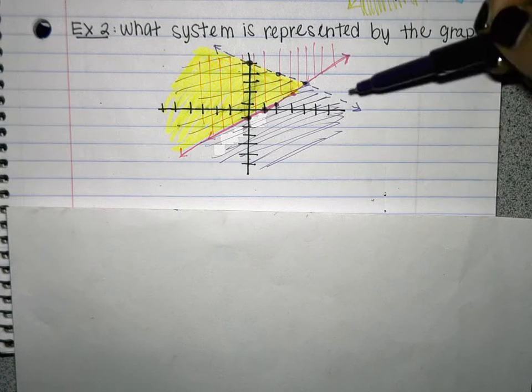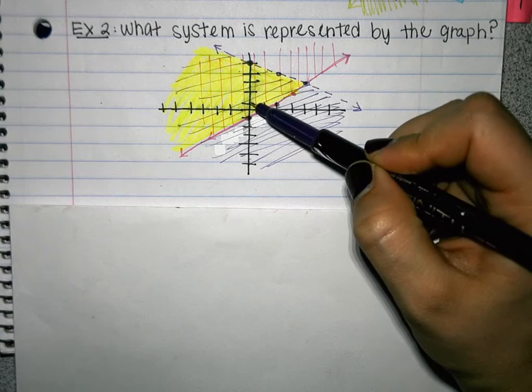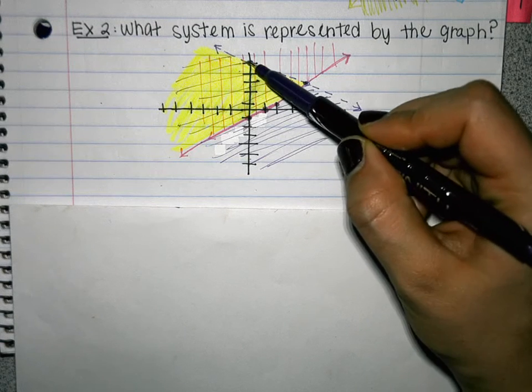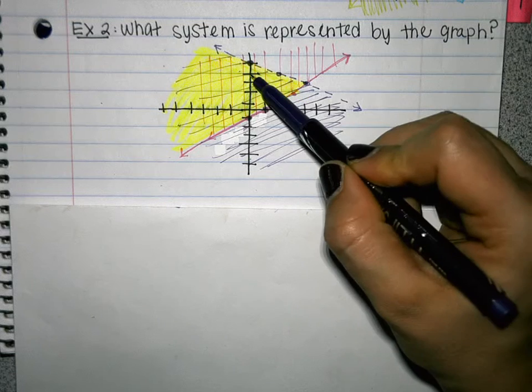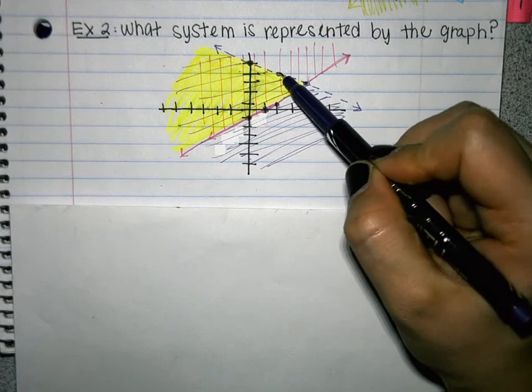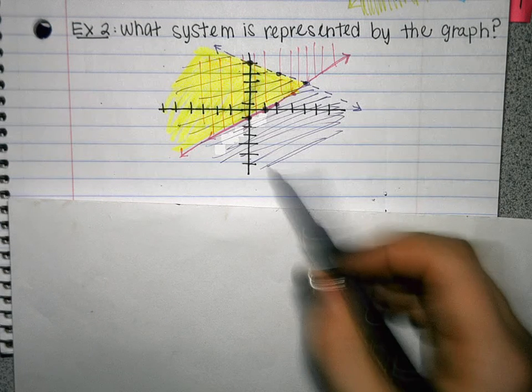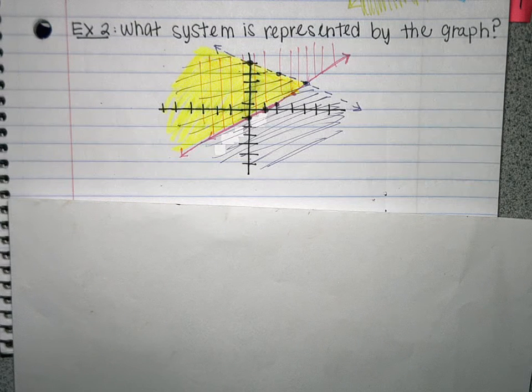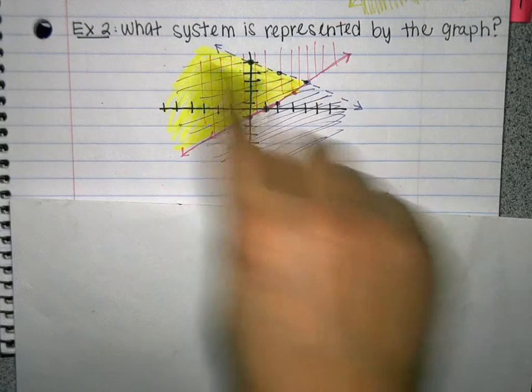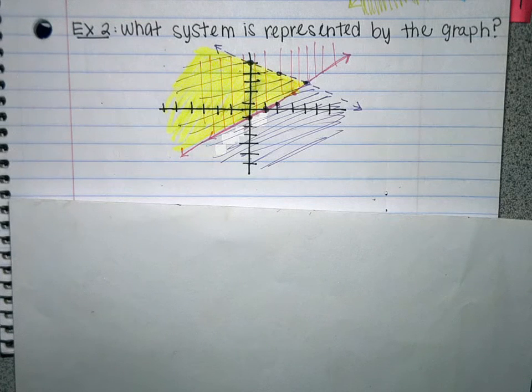This dashed purple line has a y-intercept of 5, and it looks like you go down 1 and right 2 to get the next point, and then it's a dashed line and you shade below it. And this highlighted area is the solution.